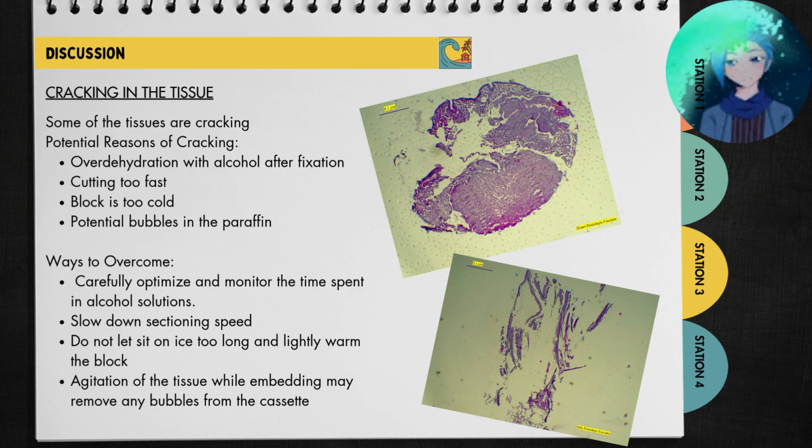Discussion. Cracking in the tissue. Some of the tissue is cracking, and the potential reasons for the cracking are over-dehydration with alcohol after fixation, cutting too fast, the block being too cold, and potential bubbles in the paraffin. Ways to overcome: carefully optimize and monitor the time spent in alcohol solution. Slow down sectioning speed. Do not let the block sit on ice too long, and likely warm the block. Agitation of the tissue while embedding may remove any bubbles from the cassette.